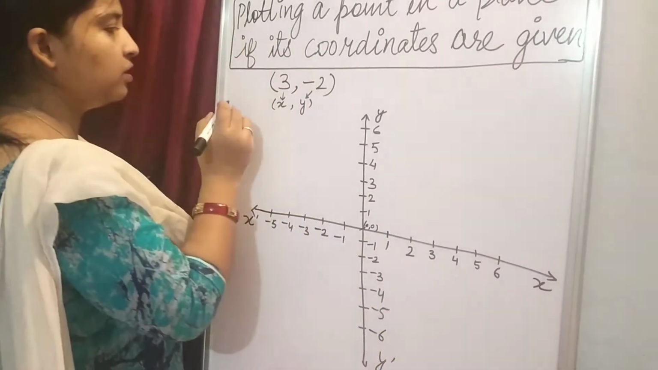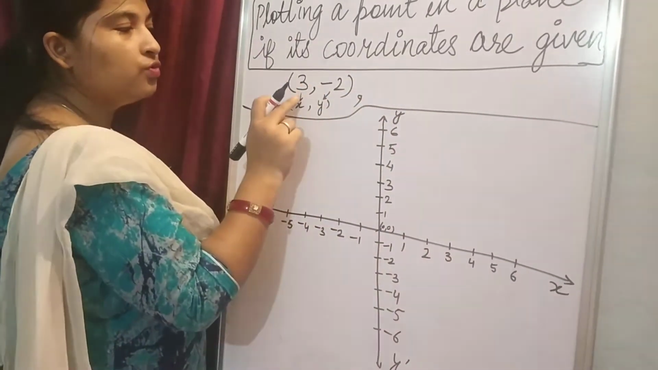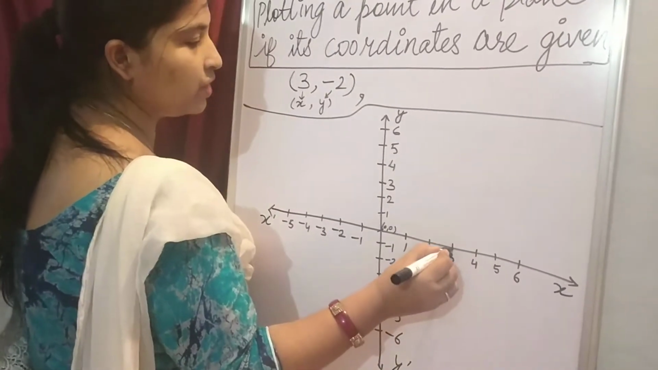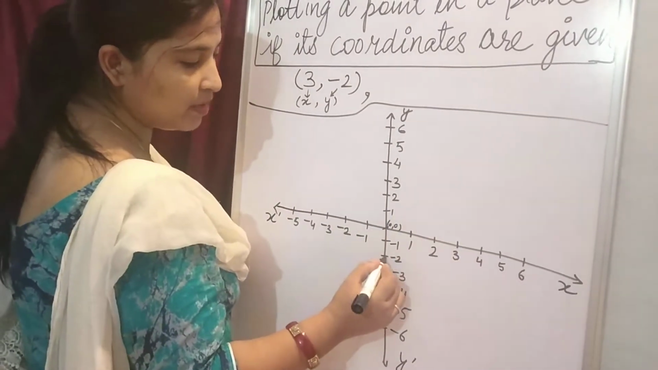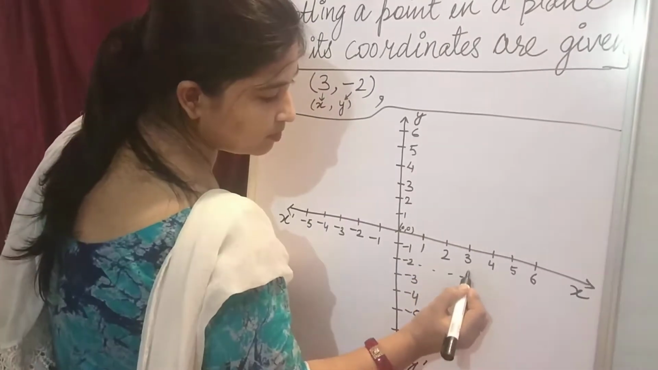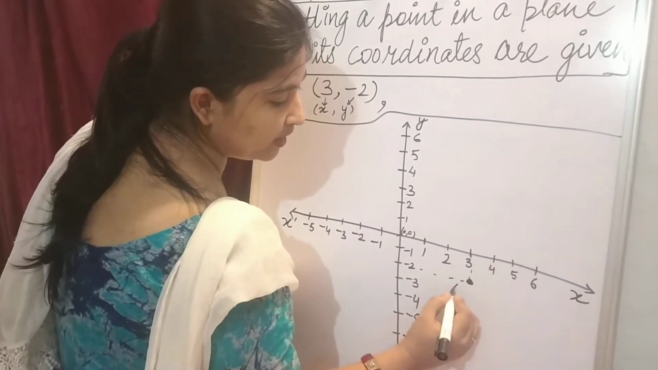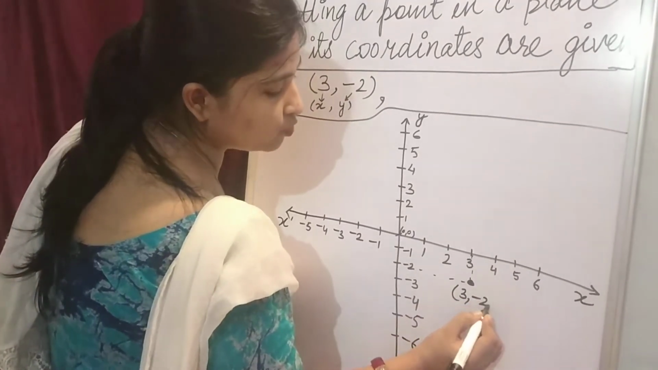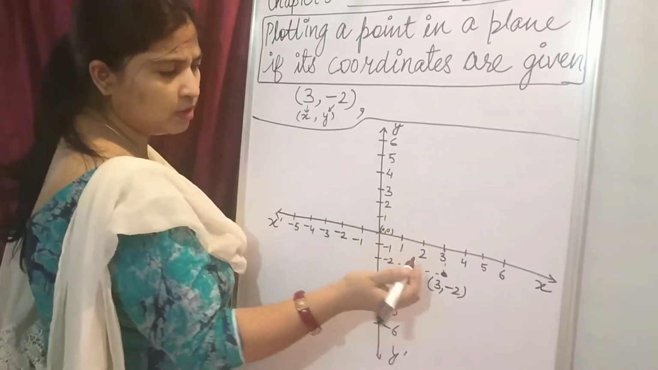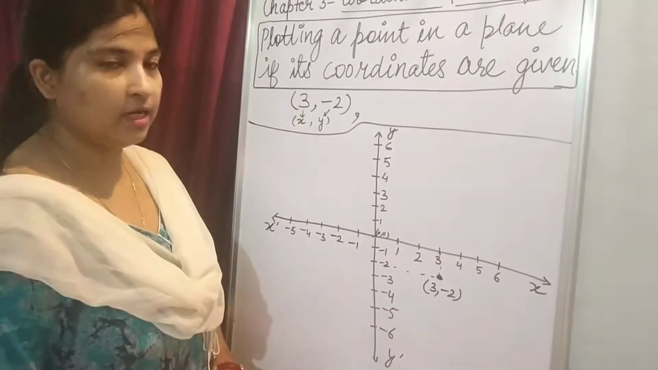I have to plot (3, -2). So 3 is my x coordinate. On the x-axis see where is 3. This is your 3, and on the y-axis you have to see -2. So this is your -2. What I will do is I will see where they are meeting. Yes, it is meeting at this point. So this is my (3, -2) point. When you are making it on the graph, it is not necessary to draw these lines. You can do it without drawing these lines also.